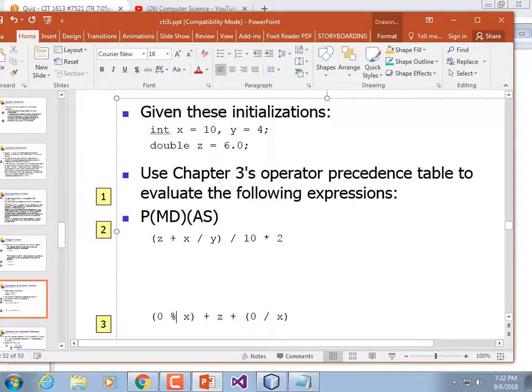Okay, so 0 modulus x. Well, that's silly. 0 modulus anything is 0. So that's 0. We have something else in parentheses: 0 divided by x. That's also 0. Now that those two things have been done, we have a 0 on this side and a 0 on this side, and we're going to do them in order because they're all additions at that point. And so 0 plus 6 plus 0 is equal to 6.0.